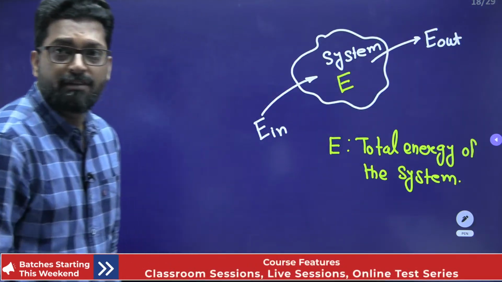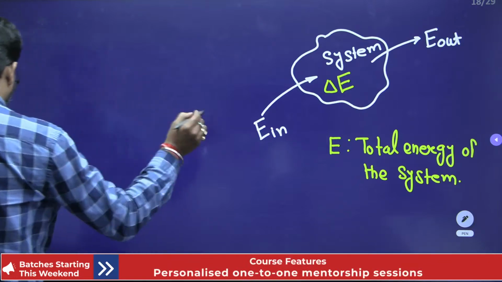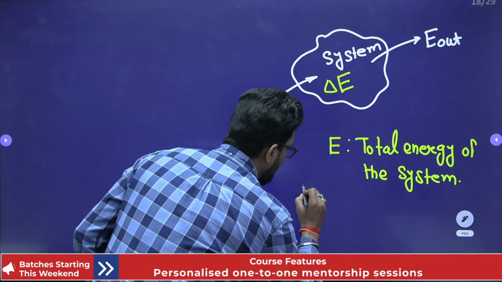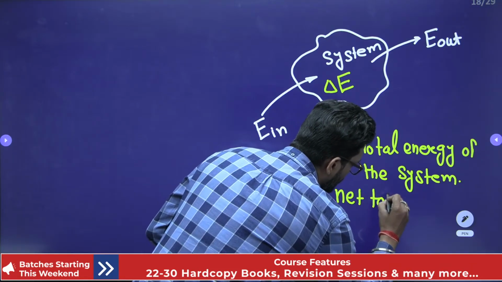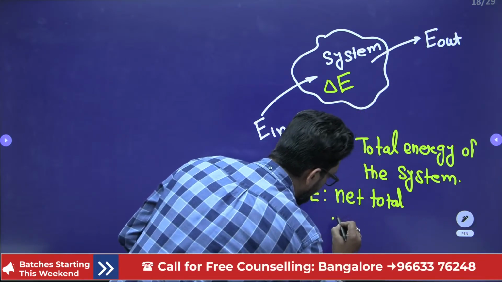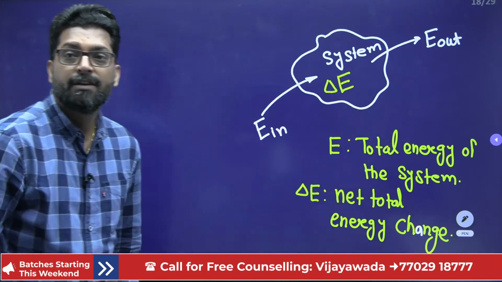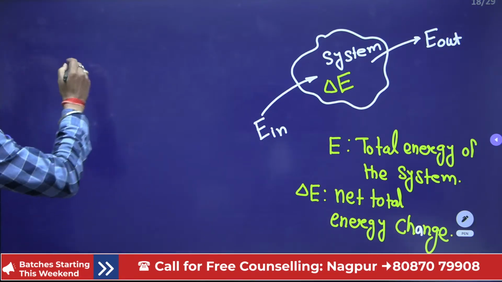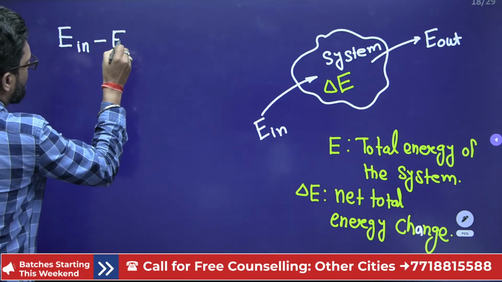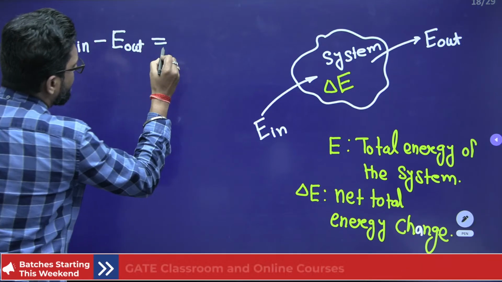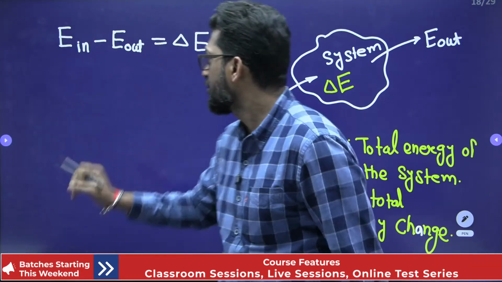So what does the first law of thermodynamics say? That means conservation of energy. This system energy will change. So E is the total energy, and what is delta E? Delta E is the net total energy change, not transfer. This is the meaning. Net energy change. Okay. Now, the first law of thermodynamics says that the difference between energy in and energy out, in minus out, will give the net energy change of the system. This is your system property and this is your boundary phenomena. Very important.